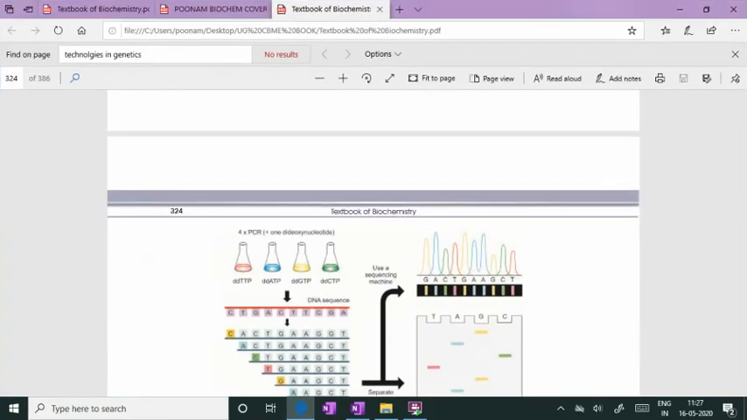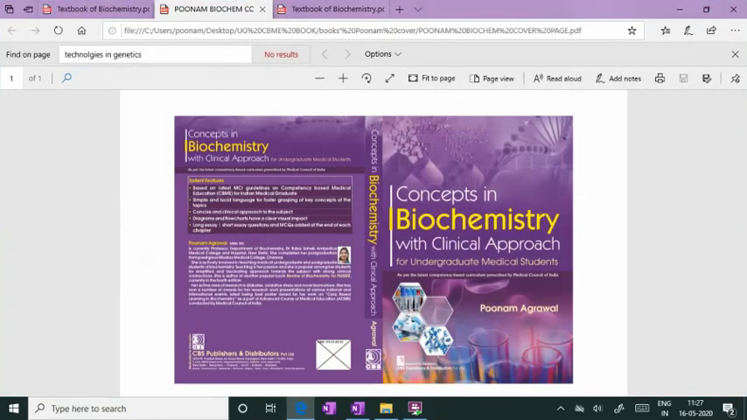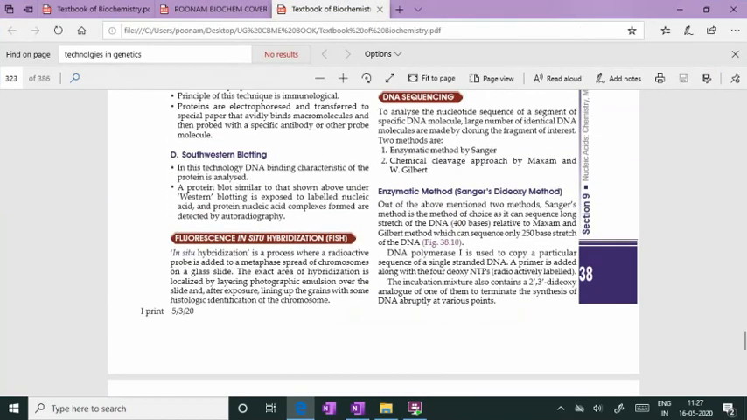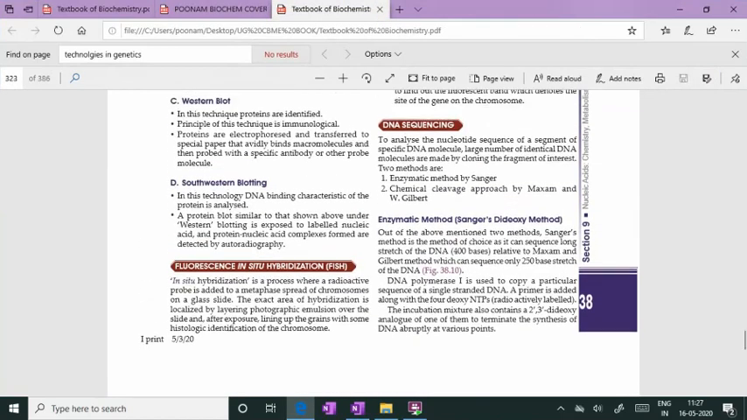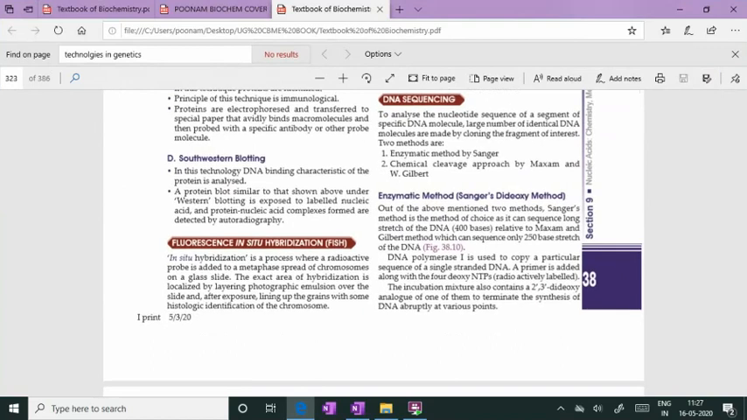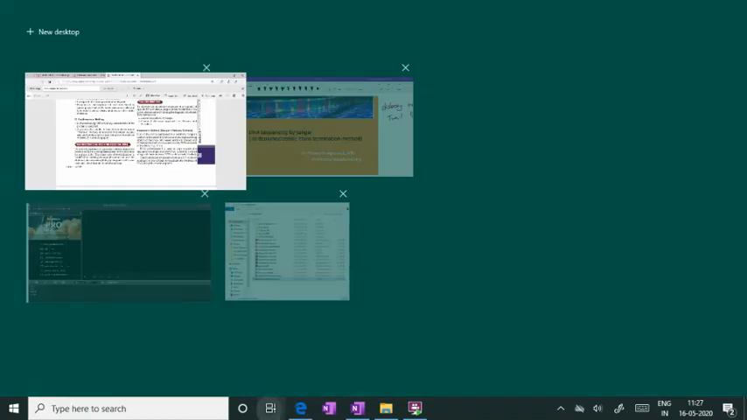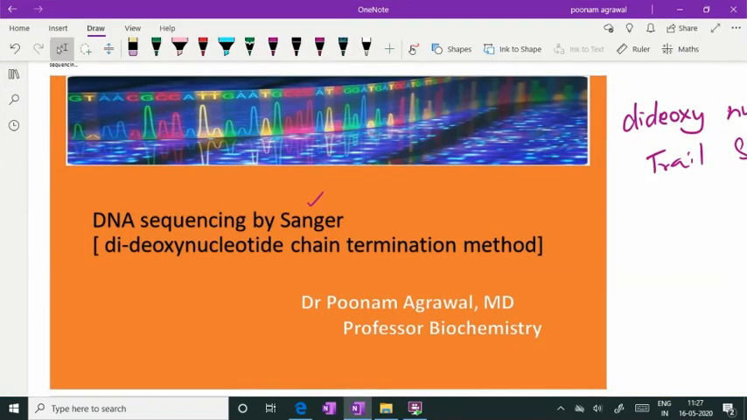Most of the lecture I have covered from my book Concepts in Biochemistry with Clinical Approach, where at page number 323 I have explained how DNA sequencing is done by Sanger. So most of the portion is taken from there. So let's start with the discussion on this.